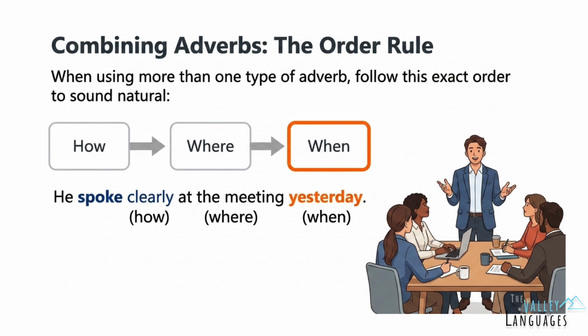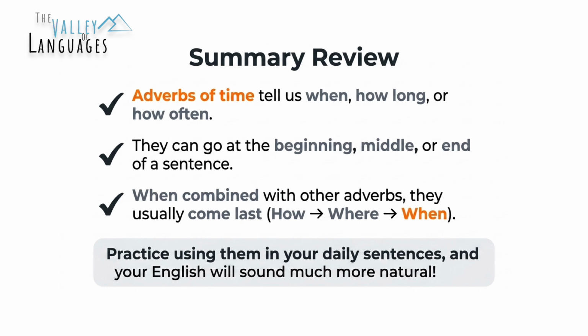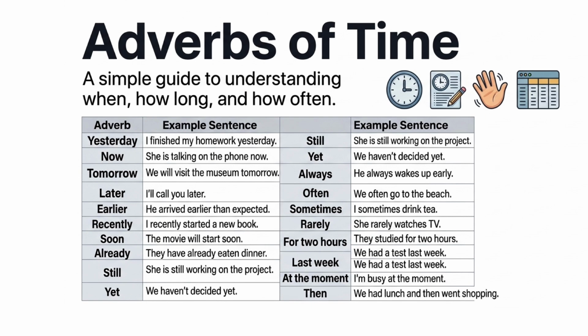Phew, that was a lot to take in, I know, but we went from the very basics all the way to the pro rules. So let's do a quick flyby of the most important points just to make sure it all sticks. So if you remember nothing else, remember these 3 things. First, it's all about those 3 questions. When, how long, or how often. Second, where you put them matters. The end is the default, the beginning is for emphasis, and that special middle spot is for frequency words. And third, if you're ever mixing adverbs, remember the magic order. How, where, and then when. Time always comes last.